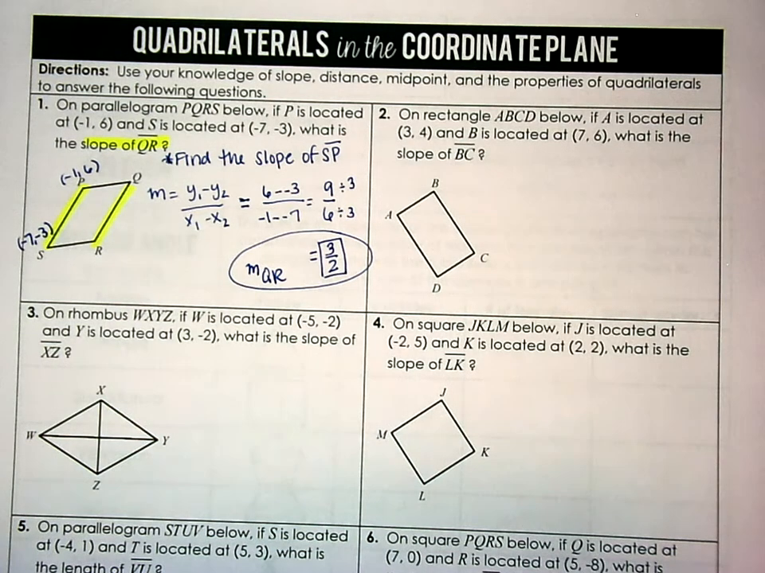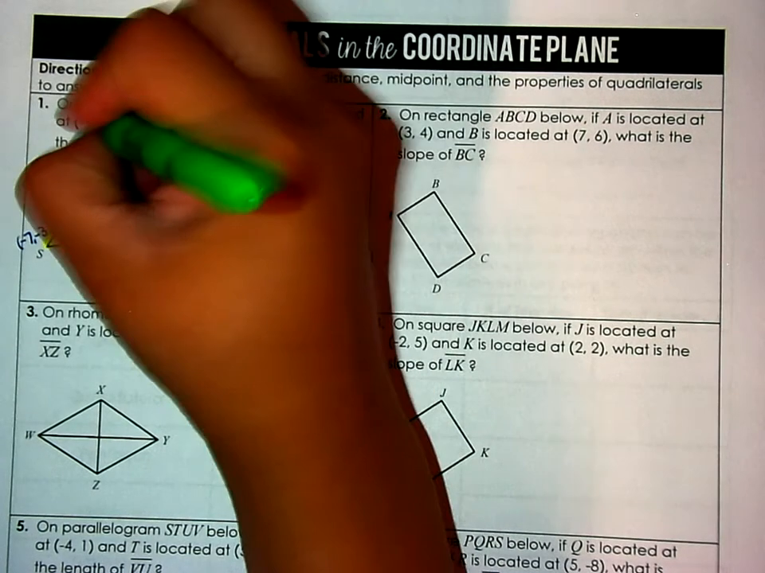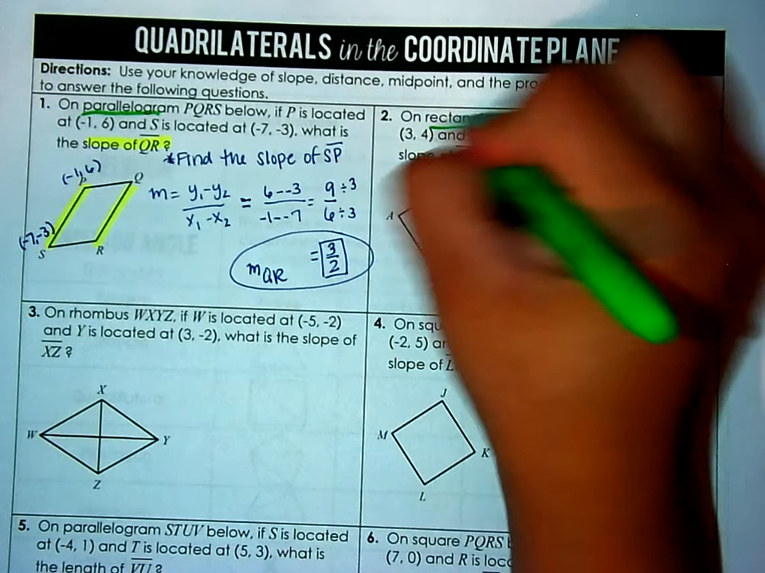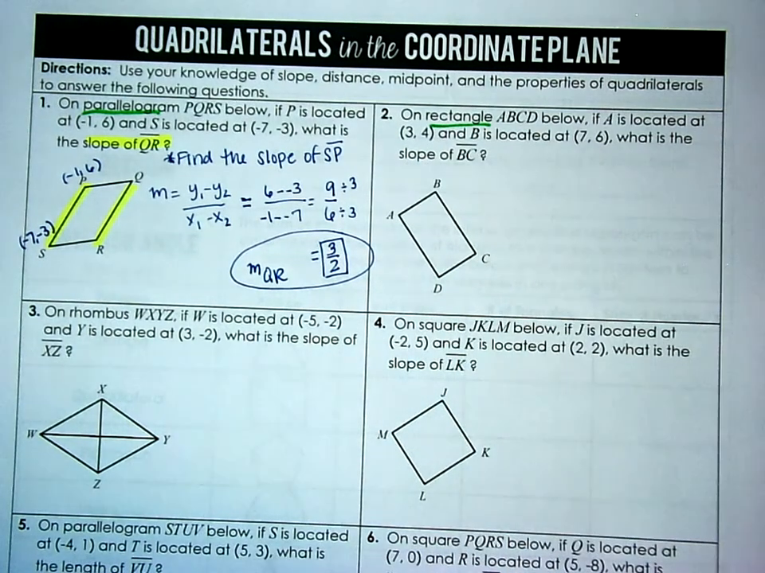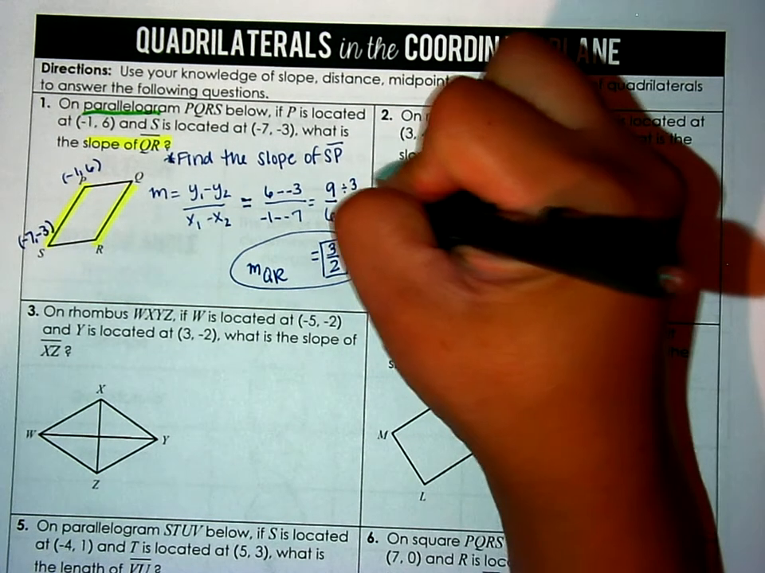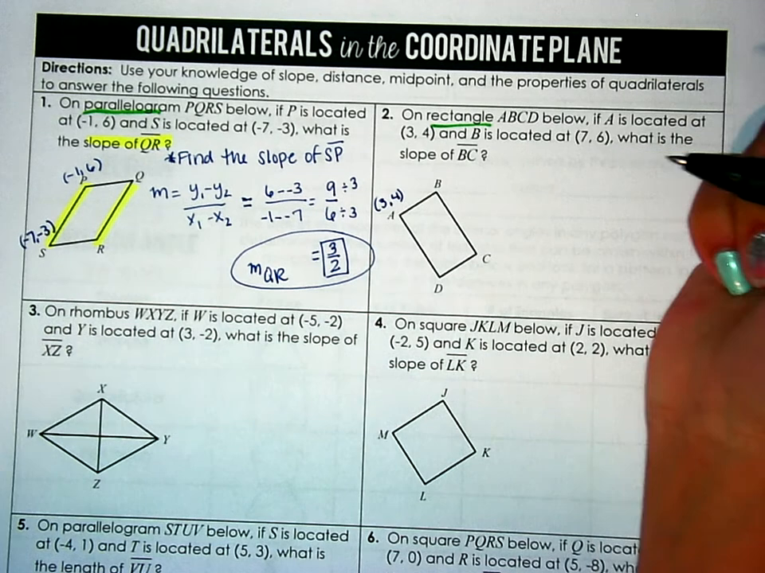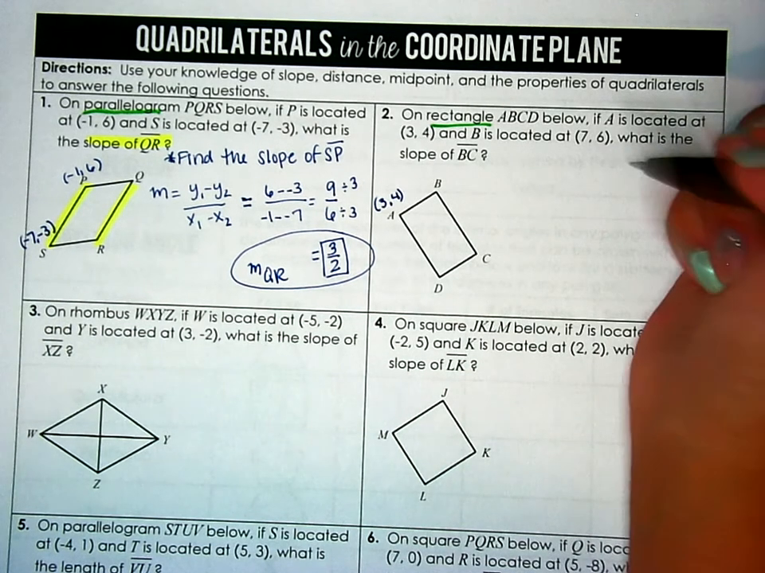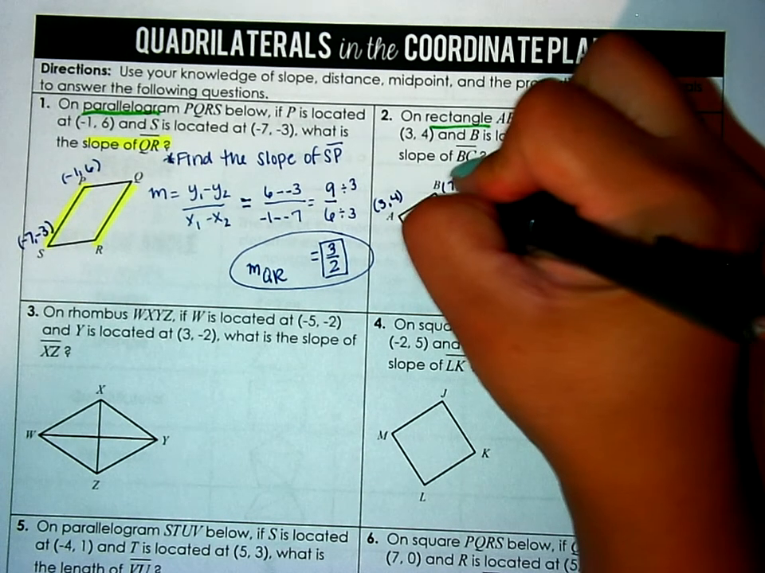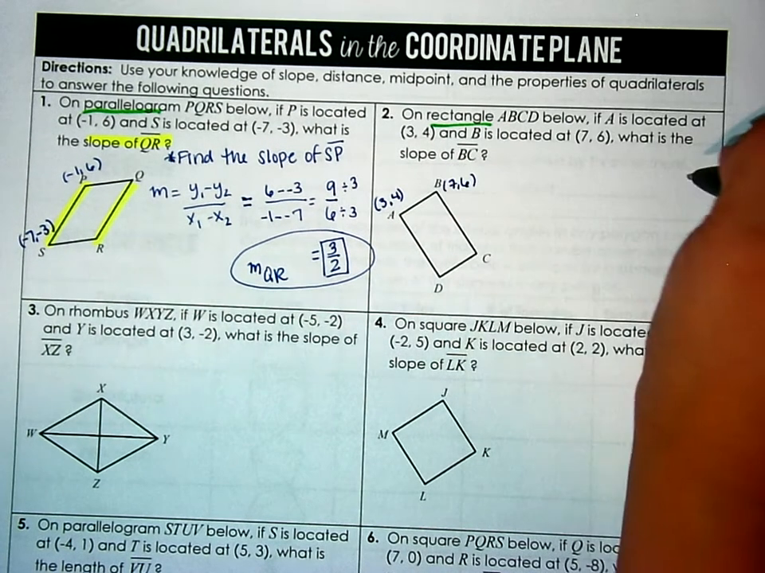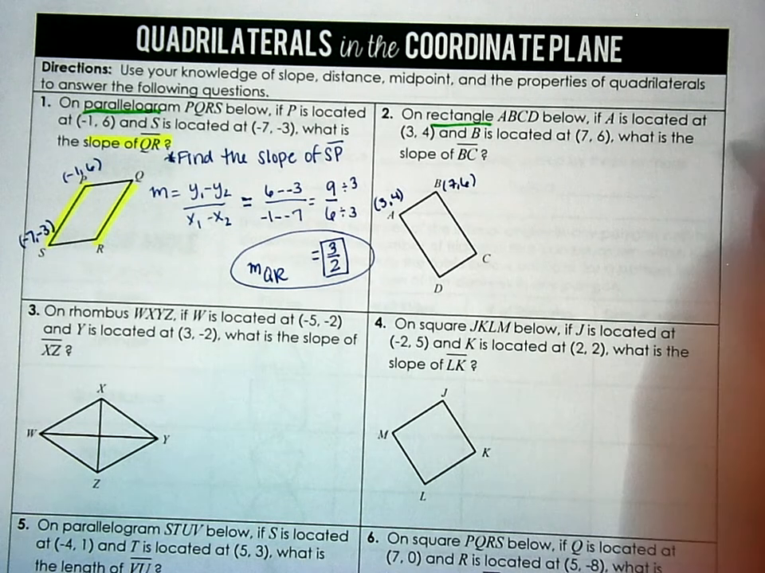Okay, the next one, on rectangle. So this is a rectangle, and the key words are the shapes that they're giving us. So this is kind of summing up everything that we've talked about over the shapes. Okay, so a rectangle ABCD below, if A is located at 3, 4, and B is located at 7, 6, what is the slope of BC?